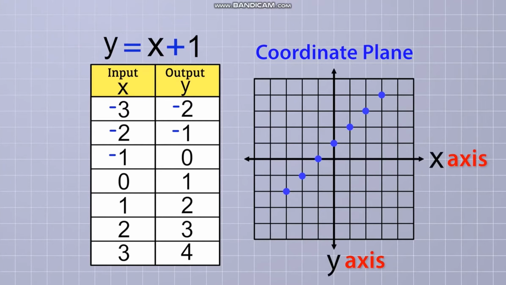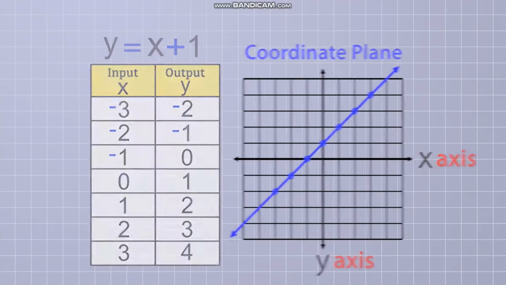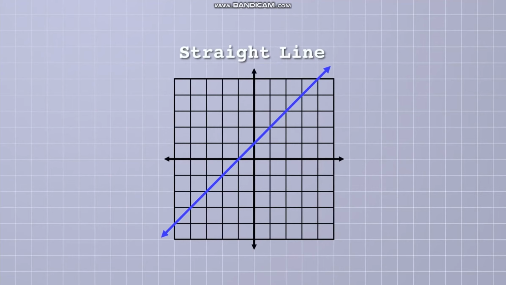Here are the points from our function table plotted on the coordinate plane. And here's the resulting graph we get if we connect those points. It forms a straight line, and it's an example of what is called a linear function.